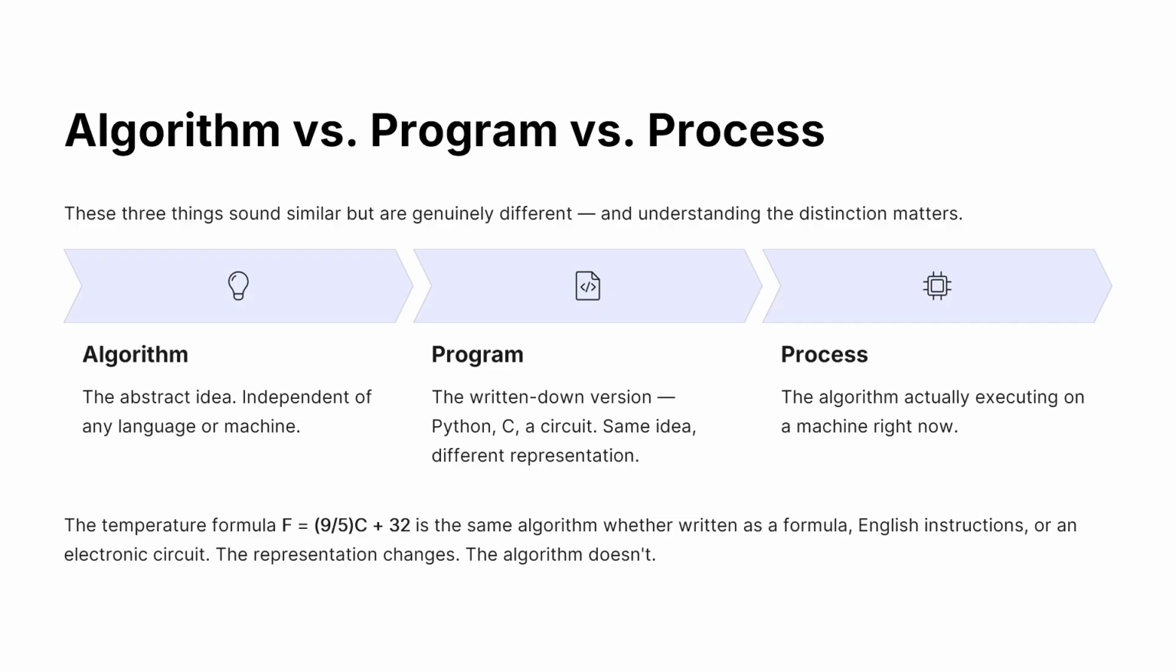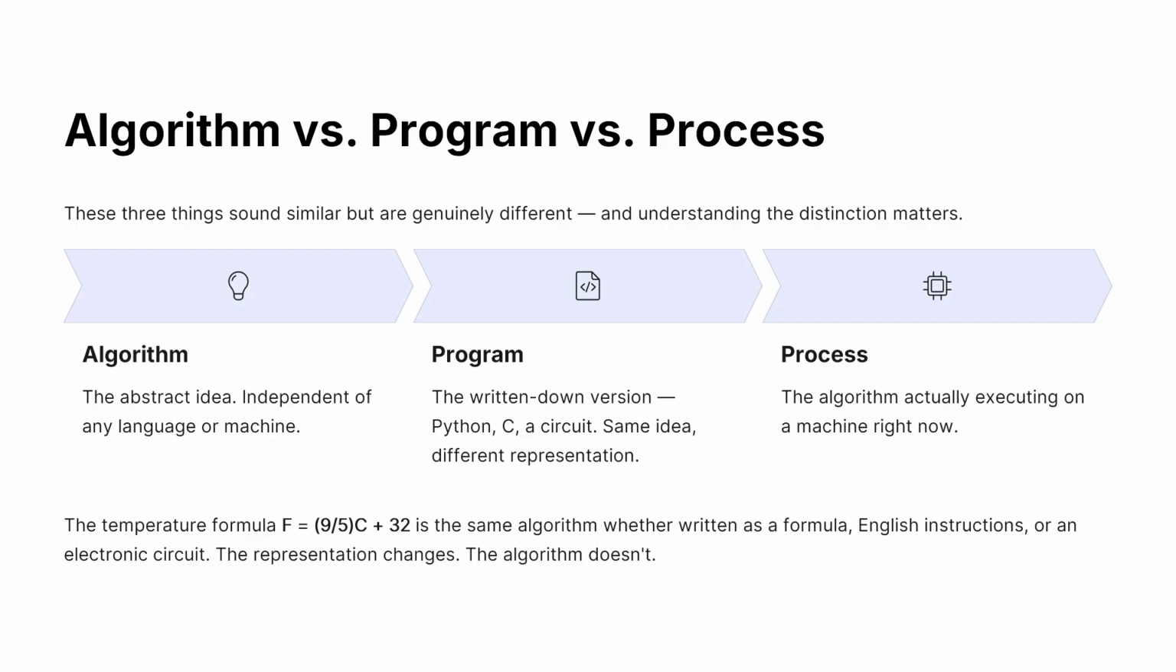Only the representation differs. And a process is the act of reading the book, the actual execution of the algorithm on a machine. So, the algorithm is the idea, the program is the written-down version, and the process is the thing running on your computer right now.